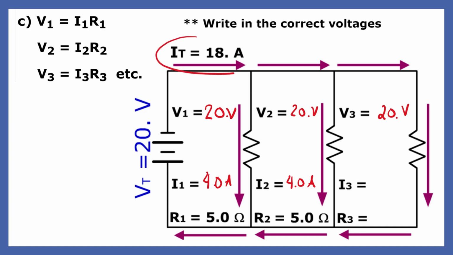Since the total current coming from the source is 18 amps, and the currents in the first 2 branches add up to 8 amps, the last branch must have 10 amps of current. Since the voltage equals the current times the resistance, the resistance in the third branch is 2 ohms.